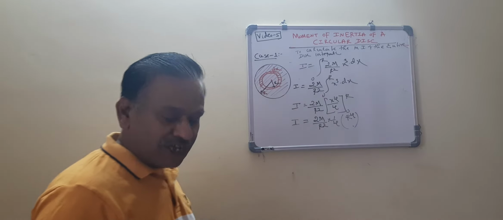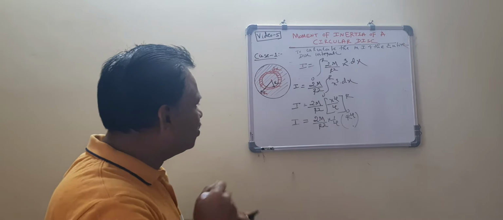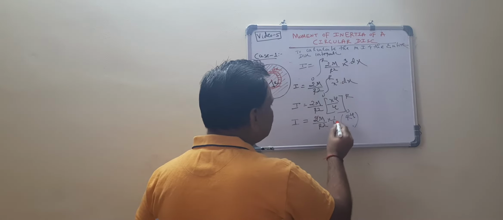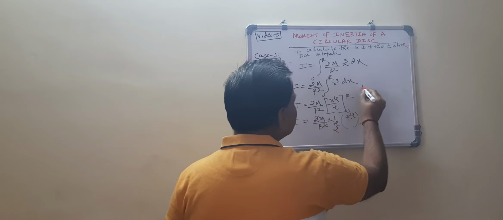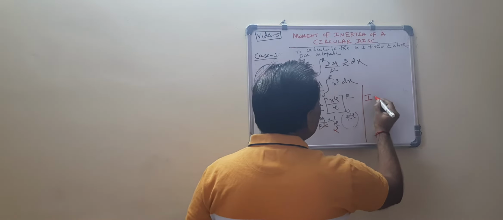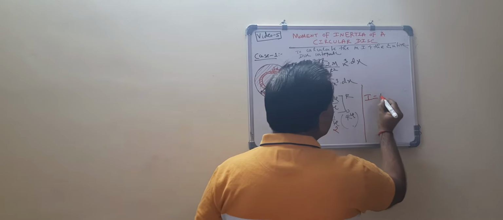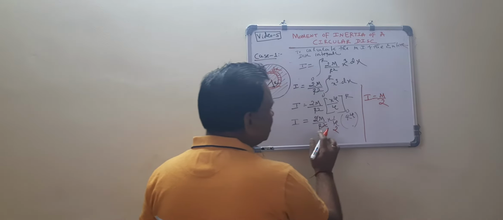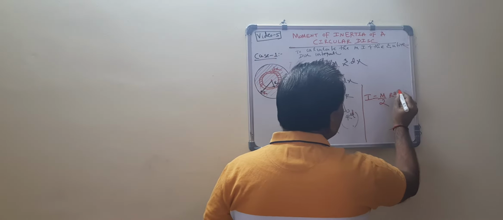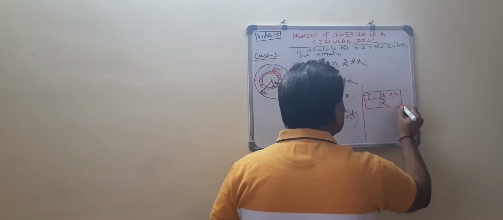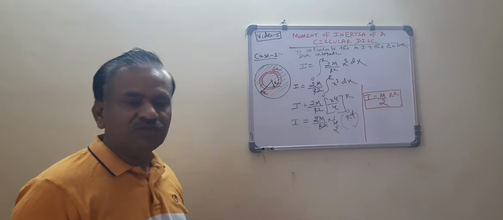When it is r to the power of 4, then what happens? This 2 and this 2 cancel, and r square, here r square, cancels. Then what is left? I equal to m divided by 2, here r square cancels. It is m r square by 2.